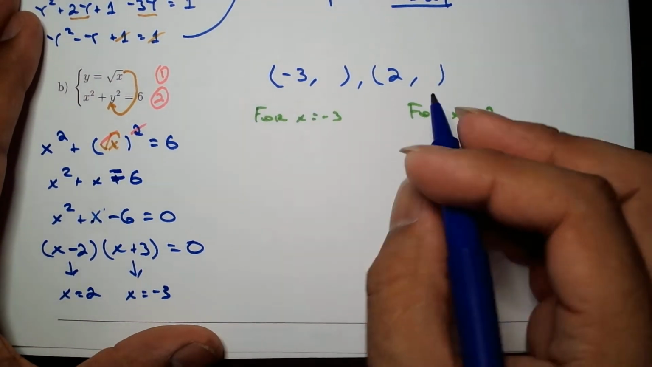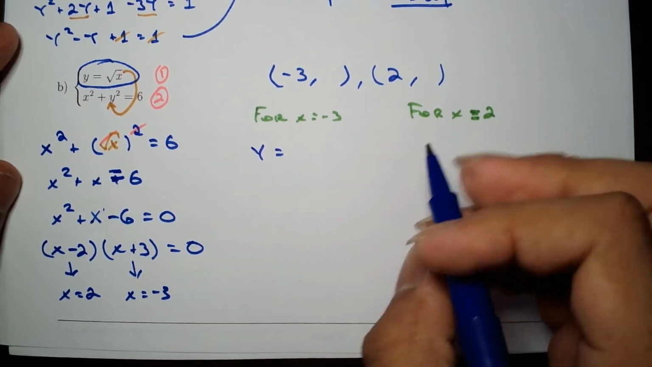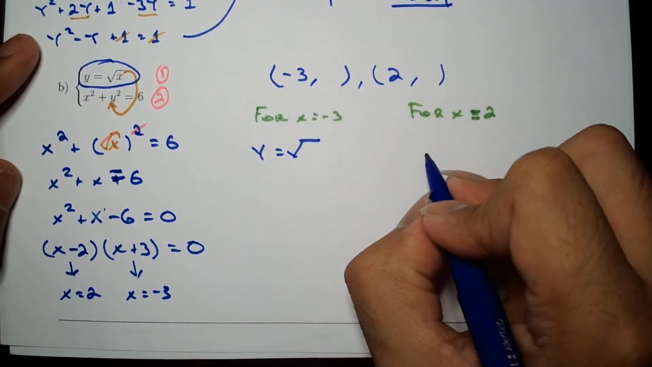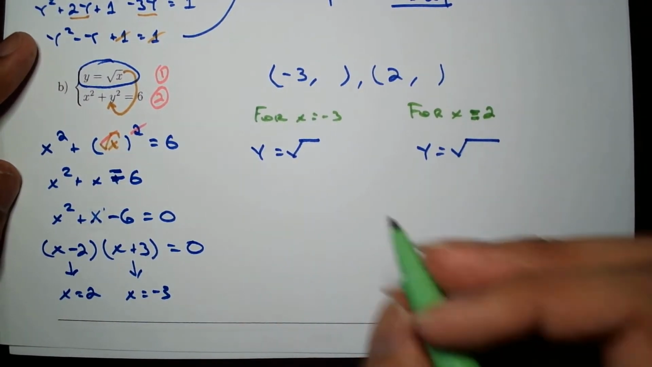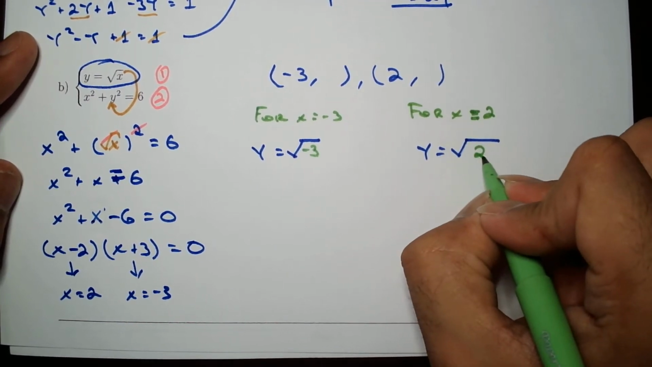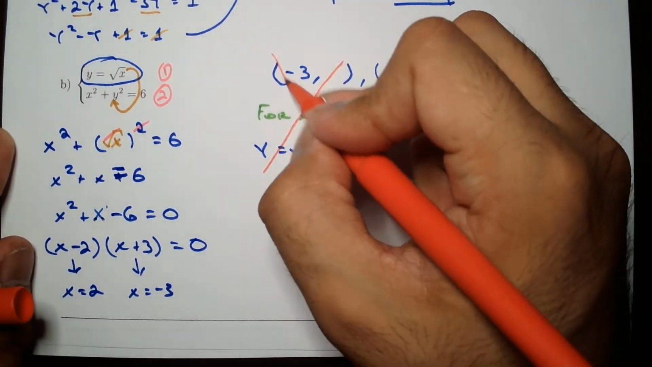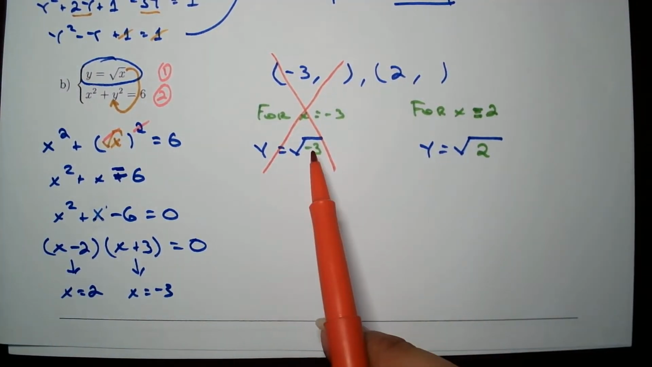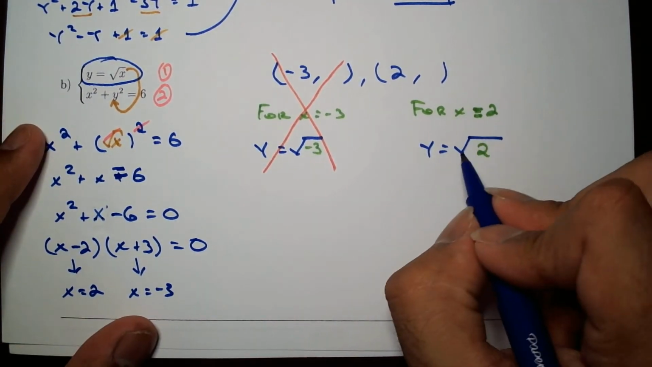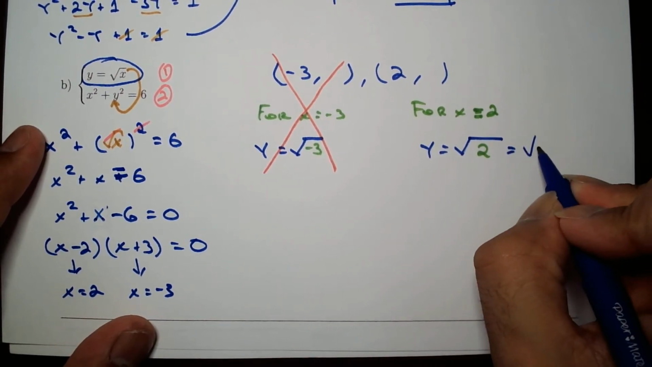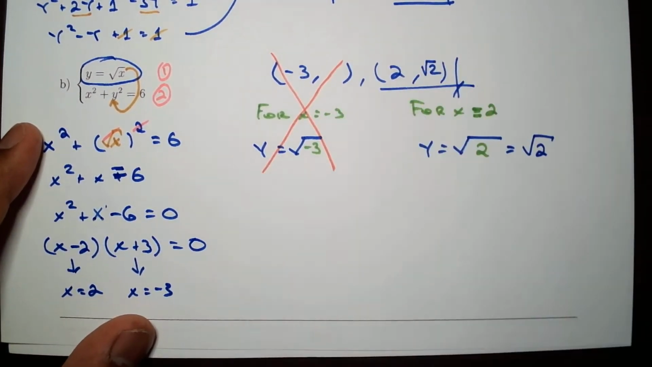Alright, so we're gonna plug this into the first equation. So y equals the square root of negative 3 and y equals the square root of 2. Well, on the one hand, the square root of negative 3 is not a defined number. Unfortunately, this one is going to be an extraneous solution because we cannot evaluate this radical function for negative values. So in this case, y equals the square root of 2 is simply the square root of 2. So 2, square root of 2 is the only solution. This is not a solution.